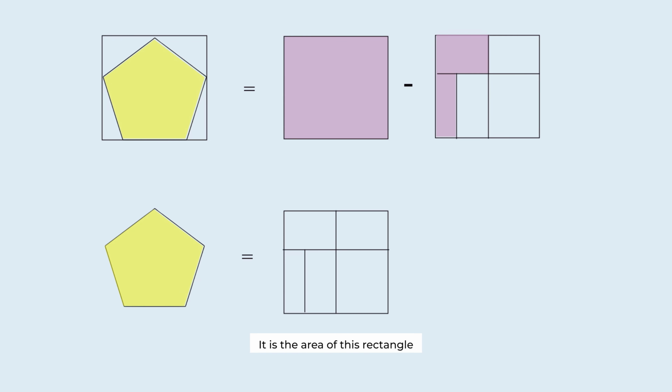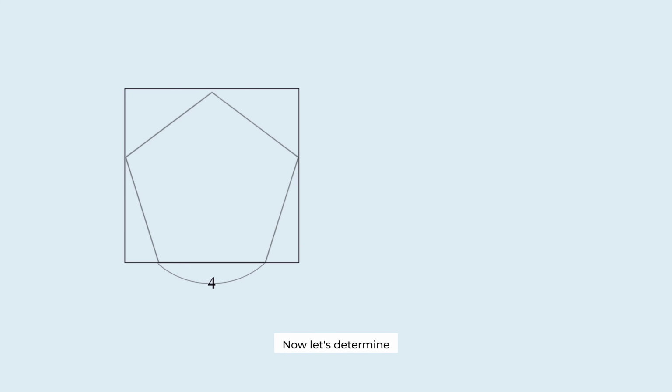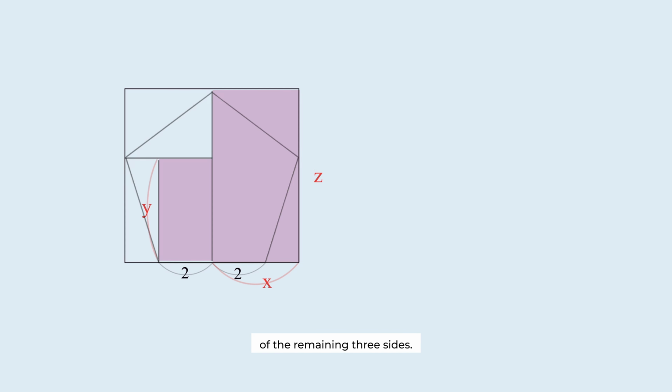It is the area of this rectangle plus the area of this rectangle. Now, let's determine the areas of the 2 rectangles. This length is half of this side, so it is 2. We need to find the lengths of the remaining 3 sides.